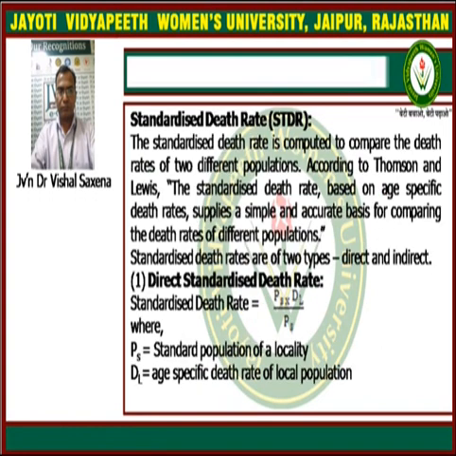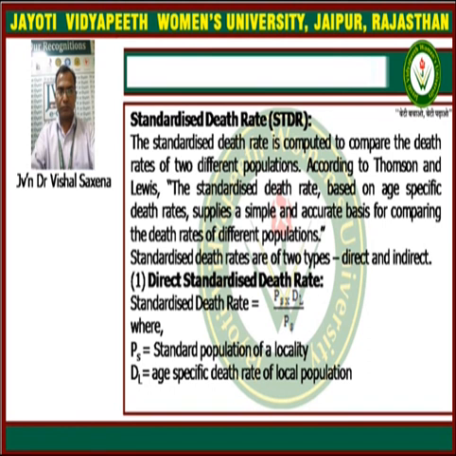Now next we see the definition of STDR, also known as standardized death rate. The standardized death rate is computed to compare the death rates of two different populations. According to Thomson and Lewis, the standardized death rate based on age-specific death rates supplies a simple and accurate basis for comparing the death rates of different populations.